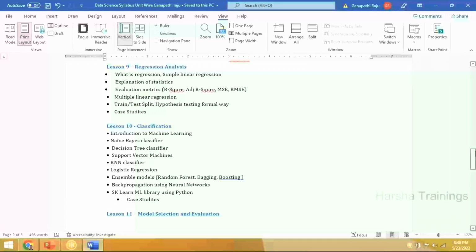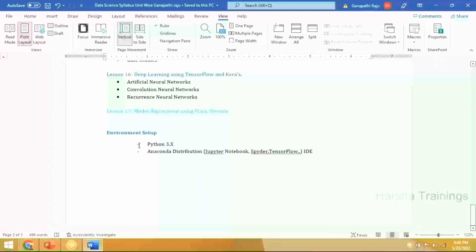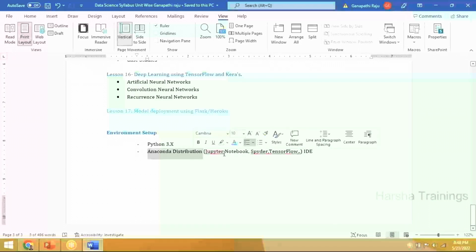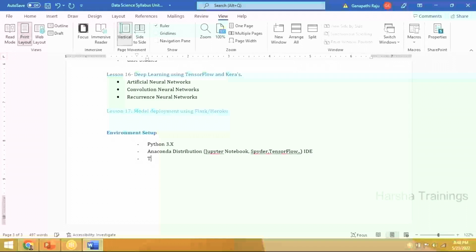Look here. Python 3.10, Anaconda distribution, Jupyter notebooks, Spyder, and in order to teach deep learning, we will teach TensorFlow and Keras. These are the libraries which we need.